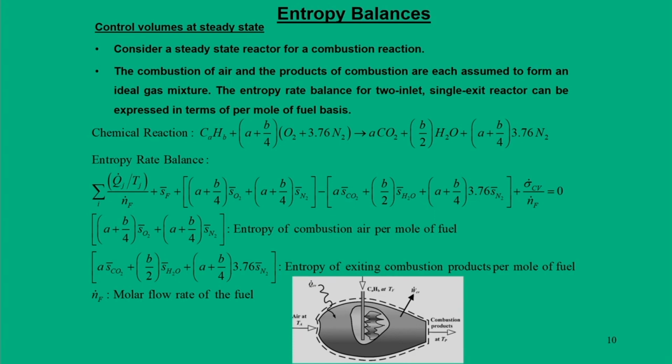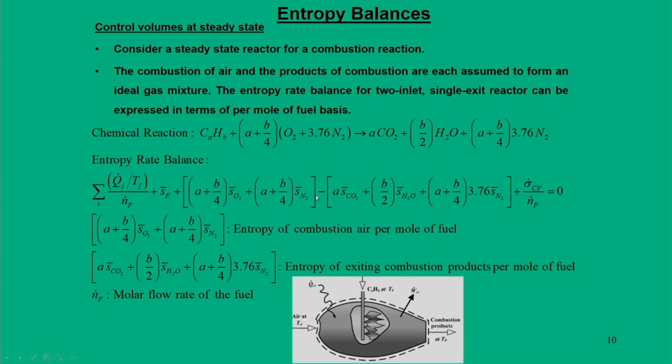Now, when you have information about entropy, then you can make the entropy balance. There are two types of equations for entropy balance. One is the control volume at steady state, and the other is the closed system entropy balance. So, when you consider a steady state reactor for a combustion system, we assume that air and products of combustion form an ideal gas mixture.